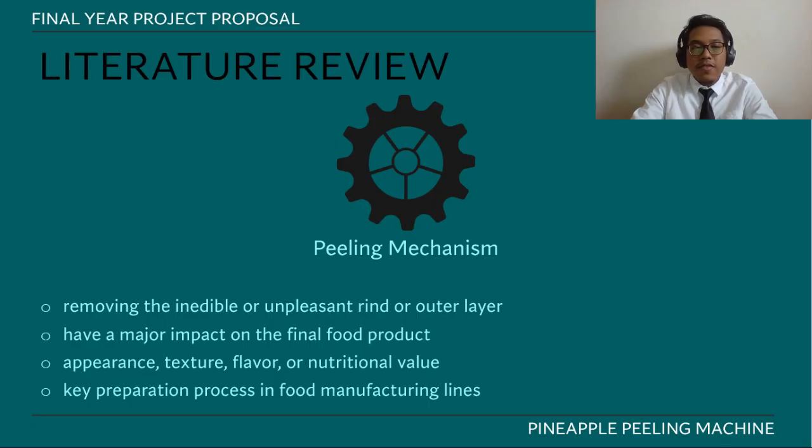My last literature review is the peeling mechanism. Peeling is a process of removing the inedible or unpleasant rind or outer layer from fresh vegetables and fruits. Peeling can have a major impact on the final product's storability, palatability, digestibility, and bioavailability. The appearance, texture, flavor, or nutritional value of the peeled product may be changed after peeling. Peeling is a key preparation process in food manufacturing lines and it is frequently performed at the start.